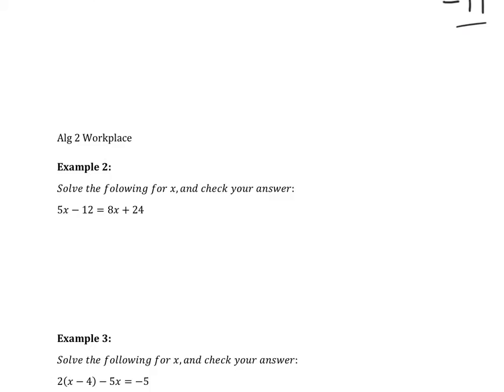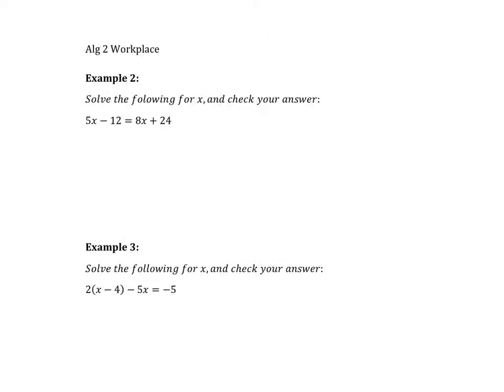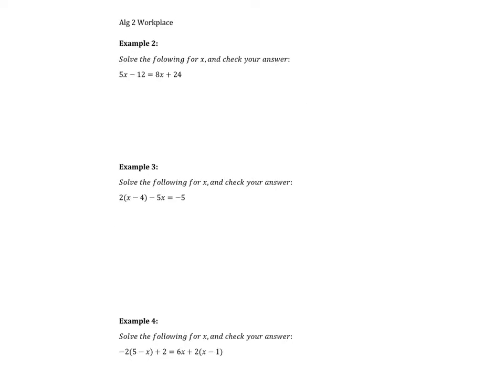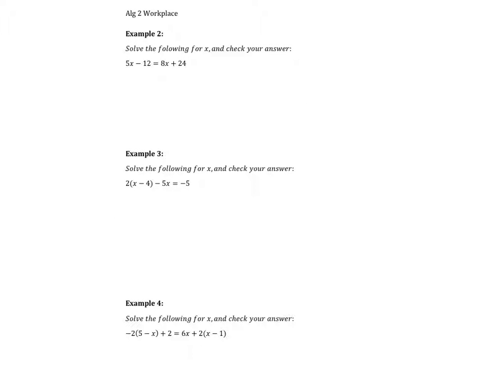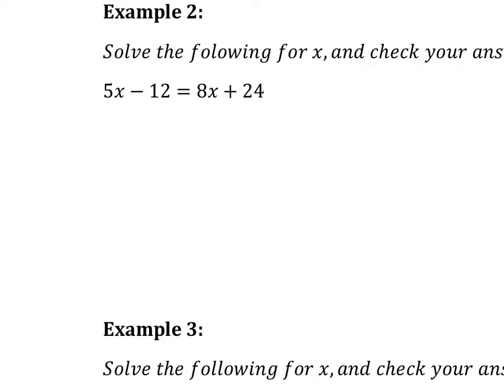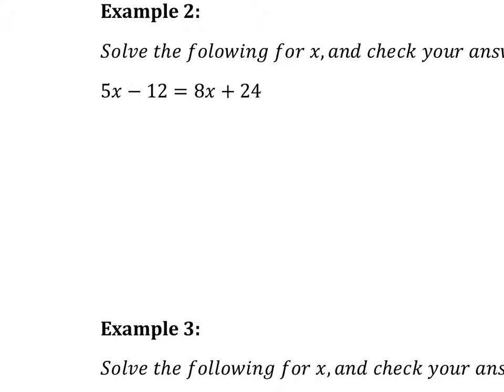All right, so now we can go on to our next one. And actually, can you guys try the next 3, examples 2, 3, and 4. So simplify, distribute, combine like terms on each side, then get all the x's to one side, doesn't matter which way you're going, and then solve for x, and check your answers. We'll go over these in a minute.